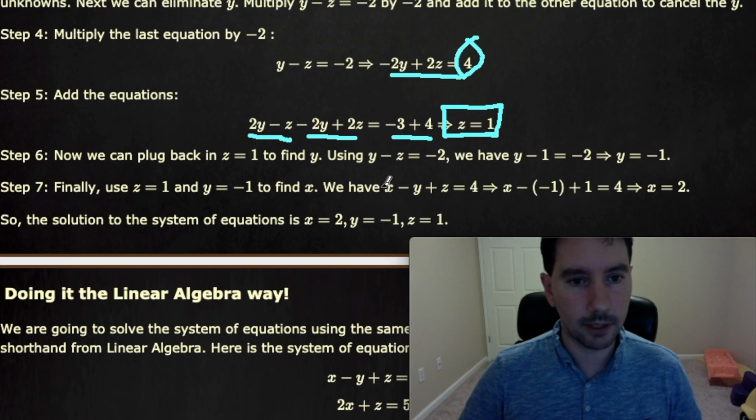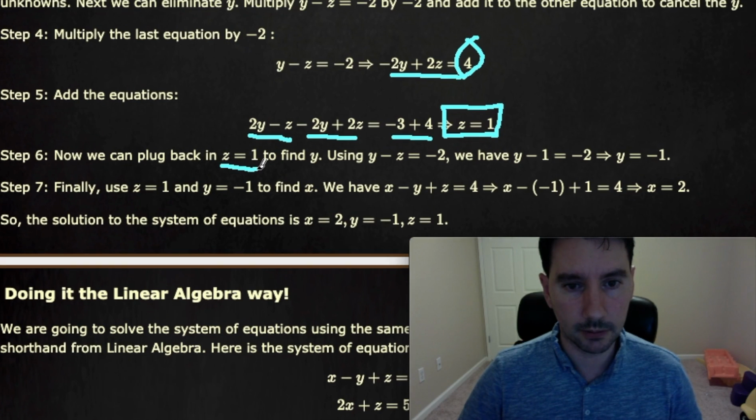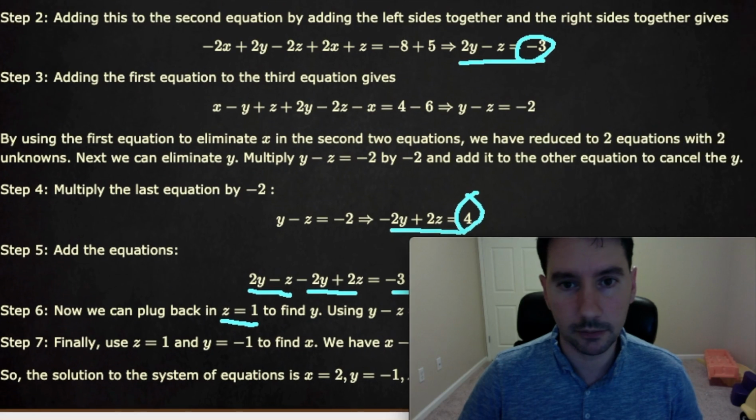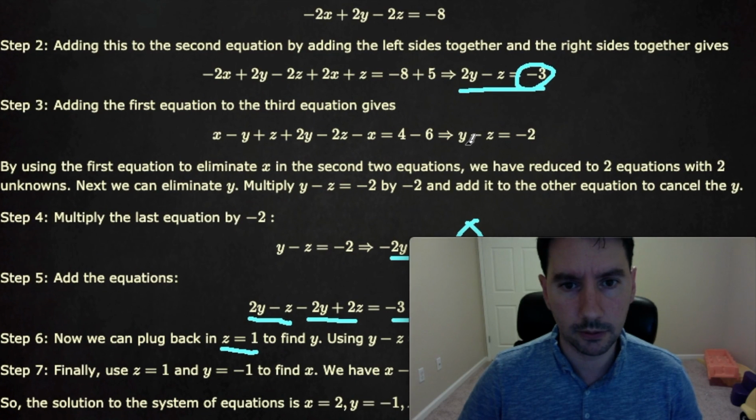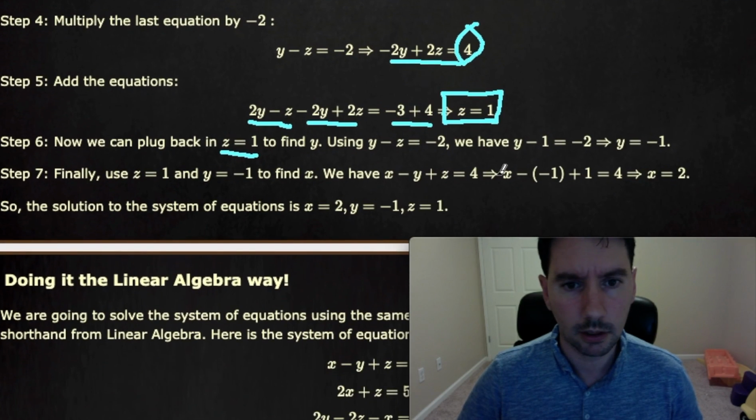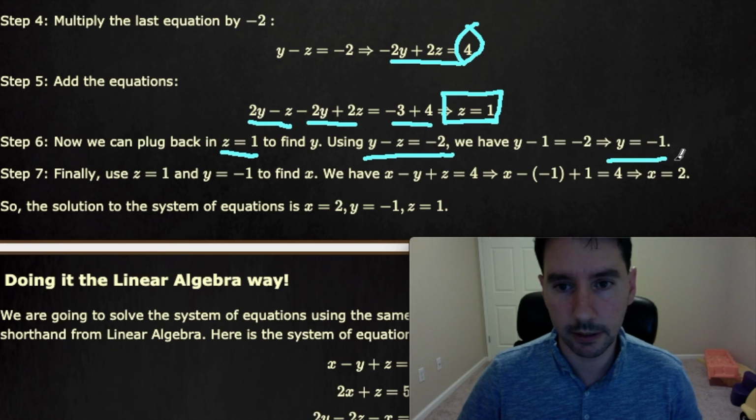Now we can work our way backwards using z equals 1 to find the other variables. When plugging in z equals 1, it doesn't matter which equation you use; you could choose either of the two equations that we had above with two variables and two unknowns. So we can just use y minus z equals negative 2. We plug in z as 1, and so we get y minus 1 is negative 2, and therefore y is negative 1.